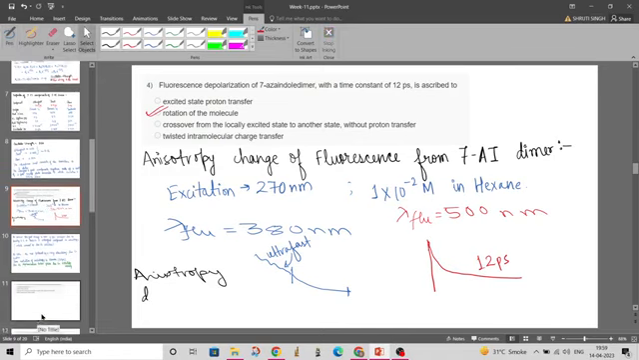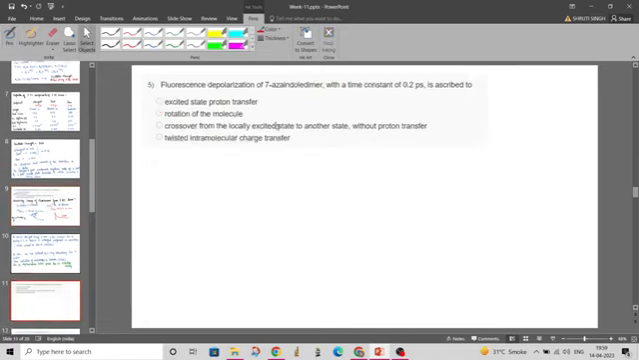Let's see the next question. The next question is again about the faster time scale, 0.2 picosecond, and that was assigned to the crossover of the locally excited state to another state without proton transfer. So let's see how.